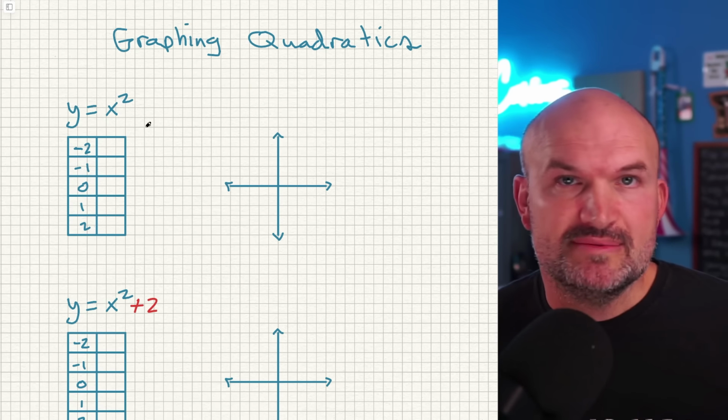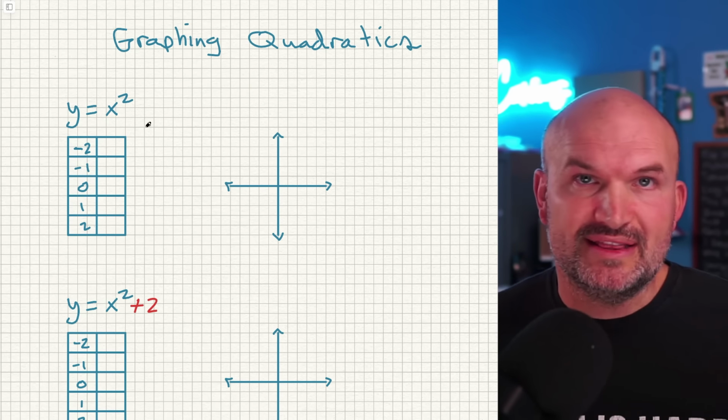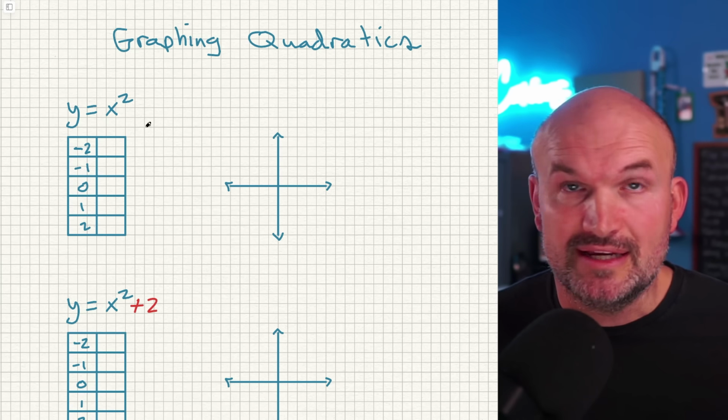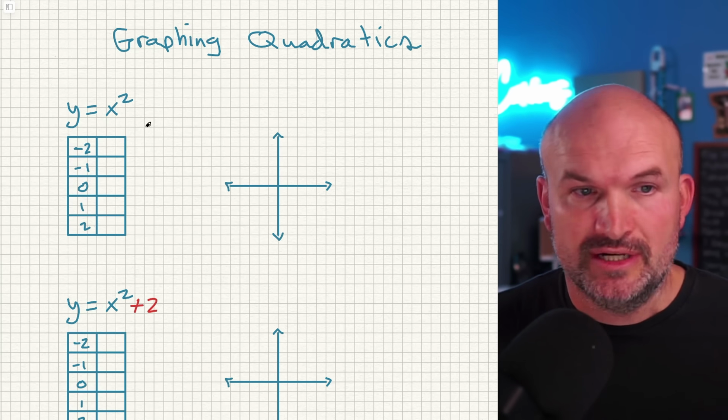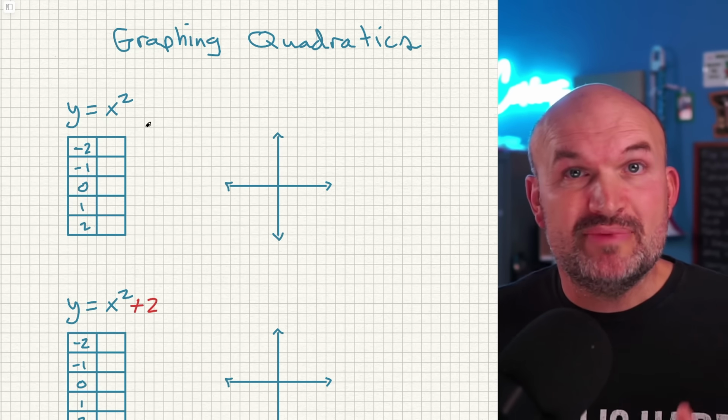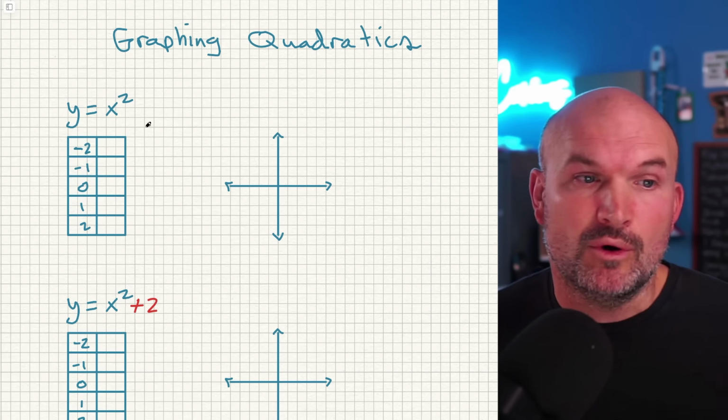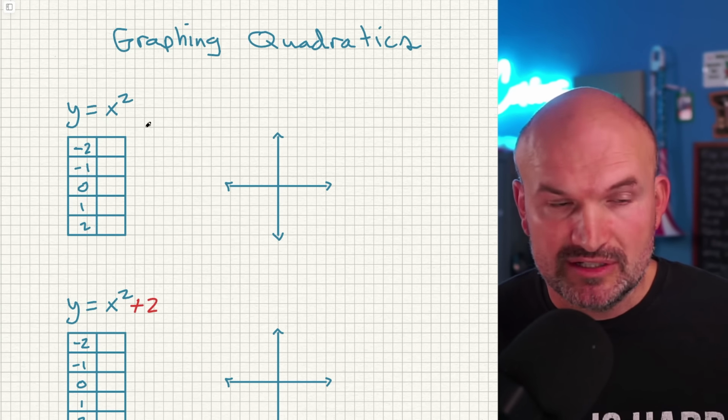Now, one thing I always mention to my students is you need to know what the initial parent graph is going to look like. If you're going to be graphing any type of function, it's important to make sure you know the basic size and shape of your original function or parent graph.